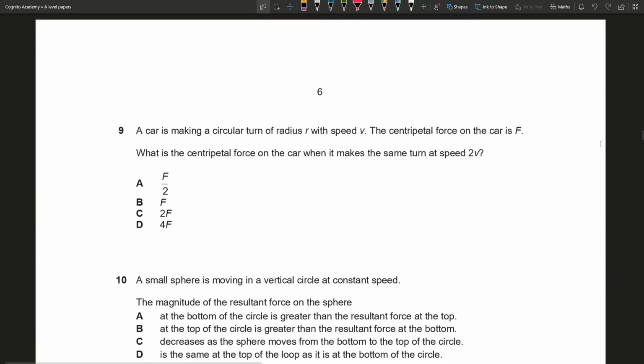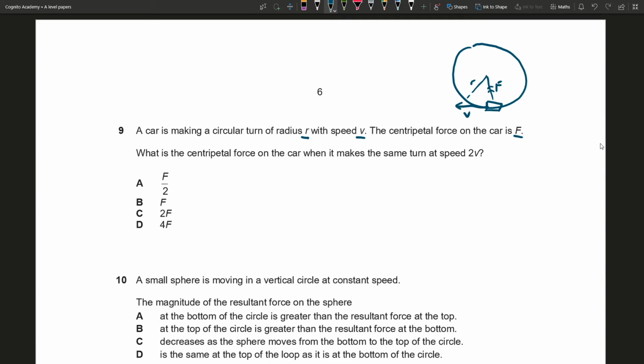Question 9. A car is making a circular turn of radius r with speed v, and we are given that the centripetal force on the car is F. So the radius is r, the speed is v, the centripetal force is F. Let's try to draw this out. It's a circular turn. This is the radius, and let's say this is the car. It's traveling at a speed v, and the centripetal force is F.